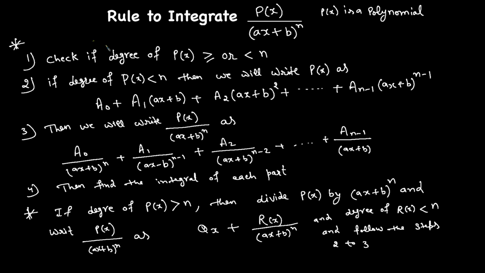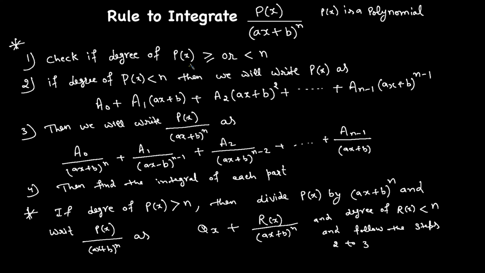And the second step is we're gonna rewrite our integral so that it looks like each term of the numerator divided by our denominator, and we're gonna find the integration of each part. Okay, so that's the one case. The second case is if the degree of the polynomial is greater than this n, then we're gonna divide our polynomial by the denominator and rewrite it in this format. That's where we get the quotient, the remainder, and our divisor. And then for this part we're gonna follow the same steps 2, 3, and 4.